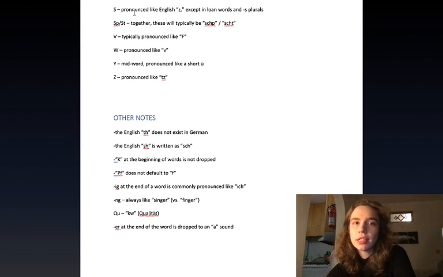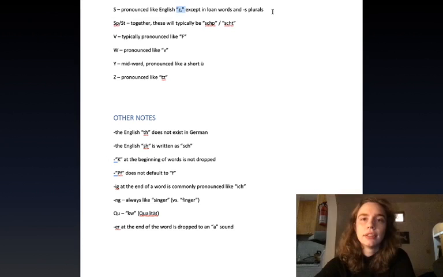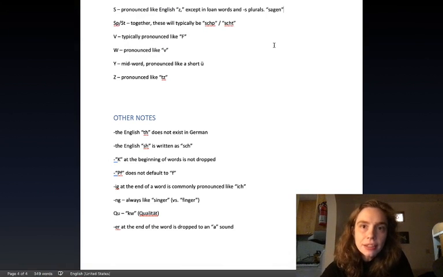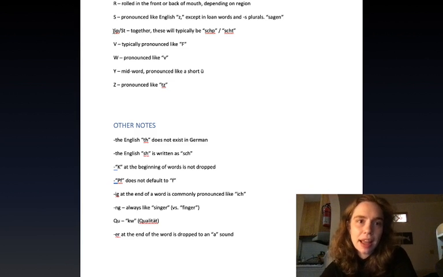S, unless it's at the end of a word, like in a plural, we're going to pronounce it like the English Z. So sagen, for example, to say. If we read this word as an English speaker, we might think it's sagen with an S, aber nee, es ist sagen, so Z, like a buzz sound, sagen. SP and ST, when together, will make an SCH sound first, so sp, st. We'll have words like Spitze, der Staat, the state, die Stadt, the city.